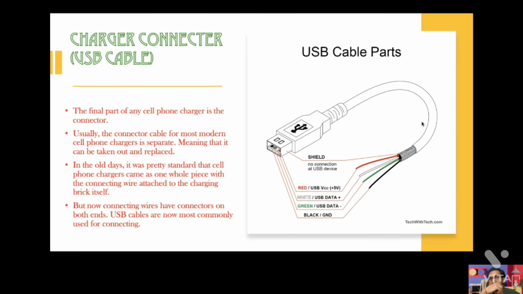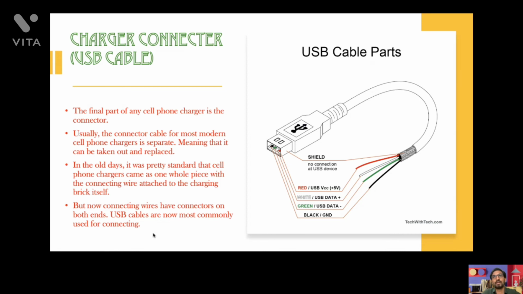Next is charger and connector USB cable. A final part of any cell phone charger is the connector. Usually the connector cable for the most modern cell phone chargers is separate, meaning that it can be taken out and replaced. In old days, it was pretty standard that the cell phone chargers came as one piece, with the connecting wire attached to the charging brick itself. But now, with connectors on both ends, USB cables are most commonly used for connecting, as we can see.